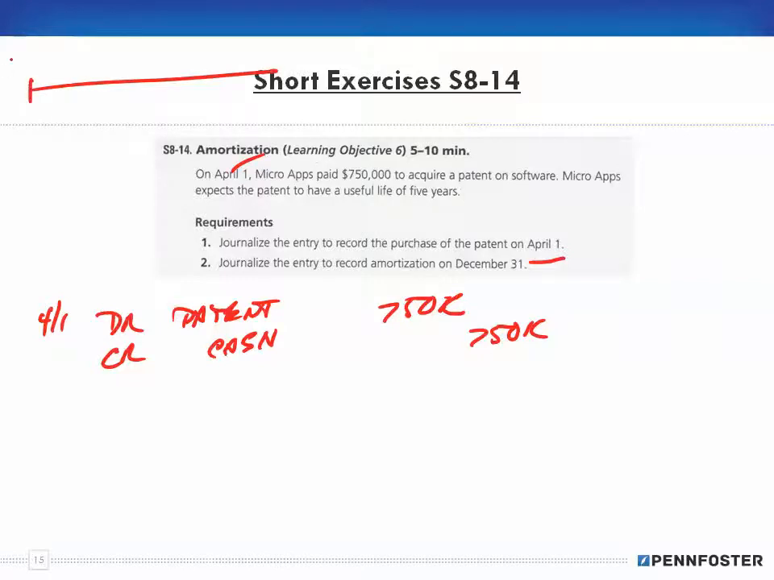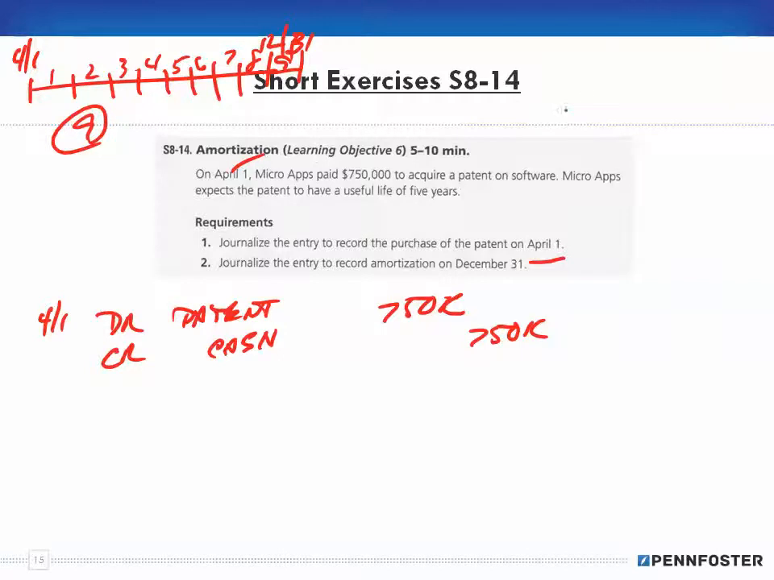So if this is April 1st, and this is December 31st, how many months is that? Well, all of April, and then May, June, July, August, September, October, November, December. So that's 1, 2, 3, 4, 5, 6, 7, 8, and December 31st, sorry, 9. So that's 9 months.